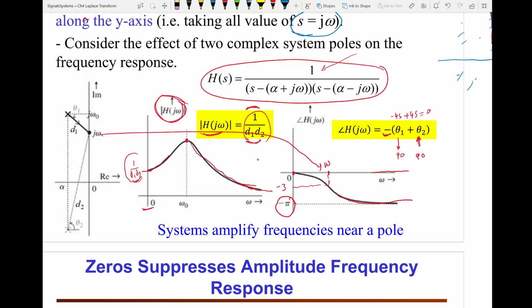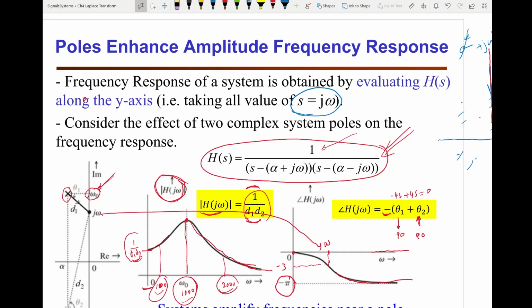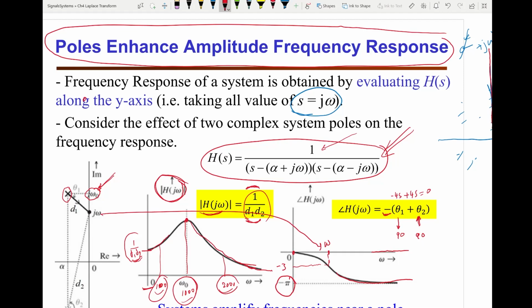Because I put a pole close to this frequency, the filter response to this frequency enhanced the sinusoid that has this frequency. See that peak? So poles close to the frequency of interest will enhance the amplitude frequency response. That's rule 1.